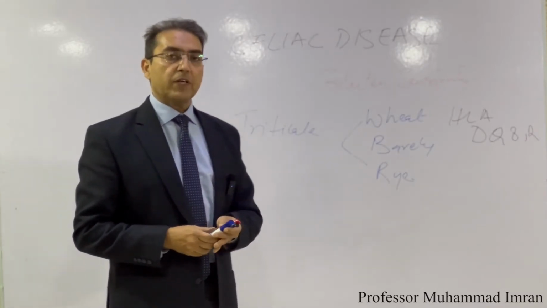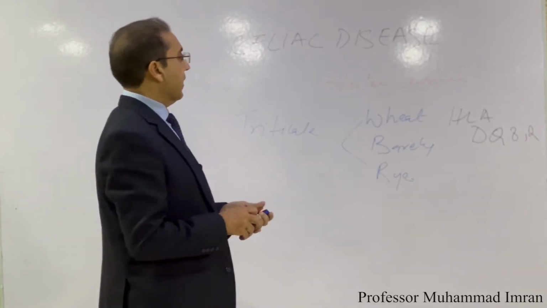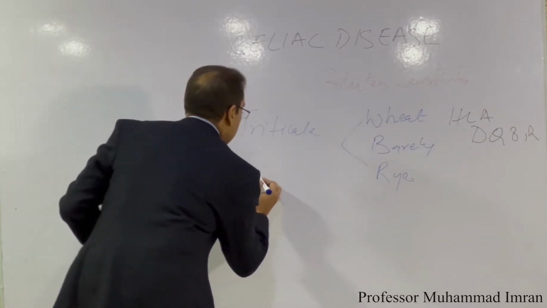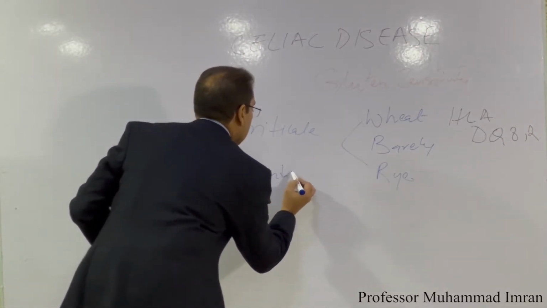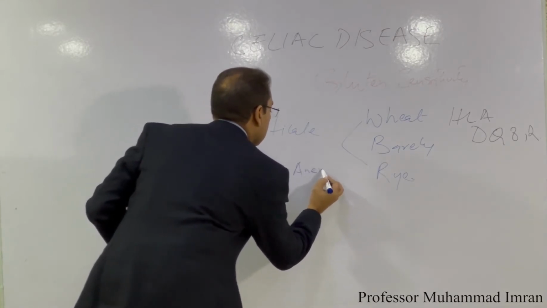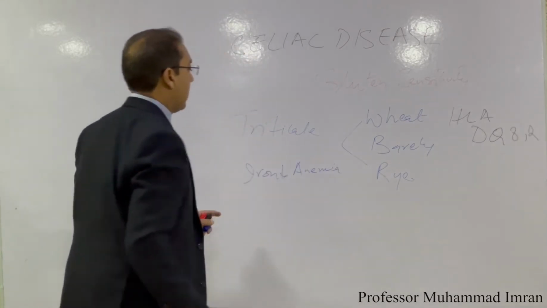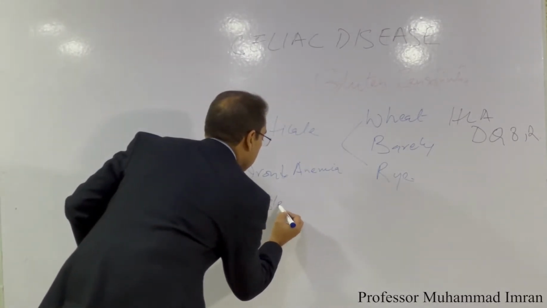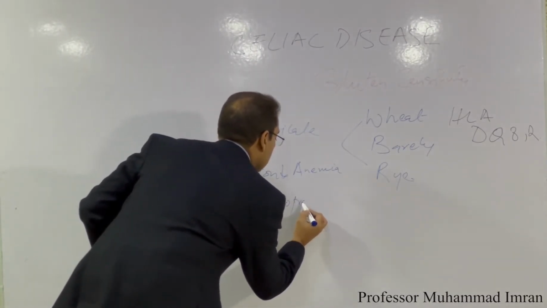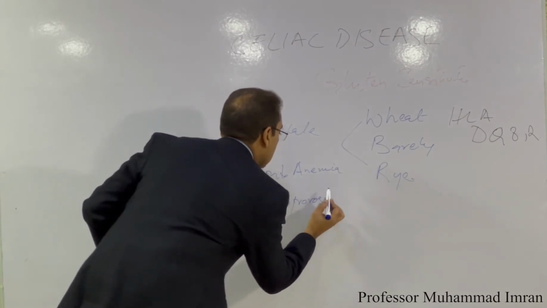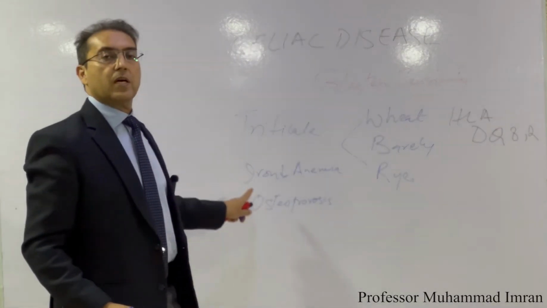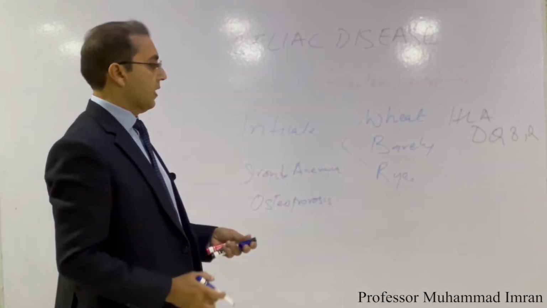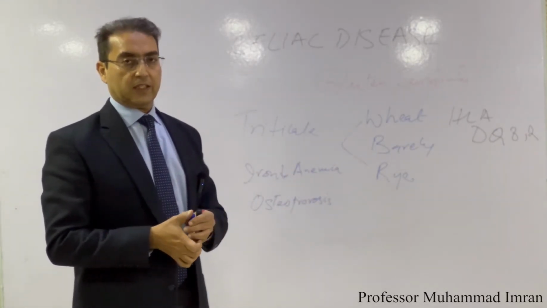But you see, in any patient, when you find that there is unexplained iron deficiency anemia and an unexplained osteoporosis or bone disease. So unexplained iron deficiency anemia, development of premature osteoporosis, you should look for the presence of celiac disease.